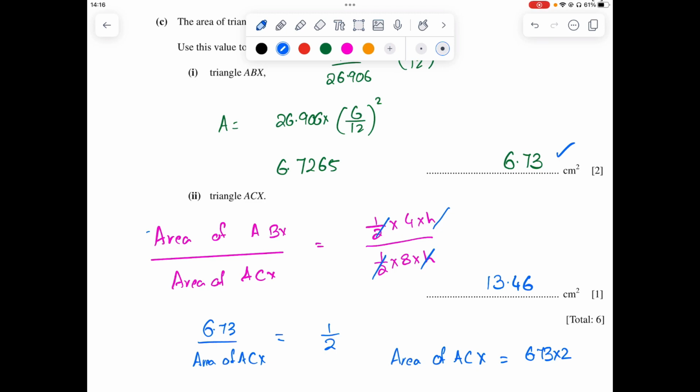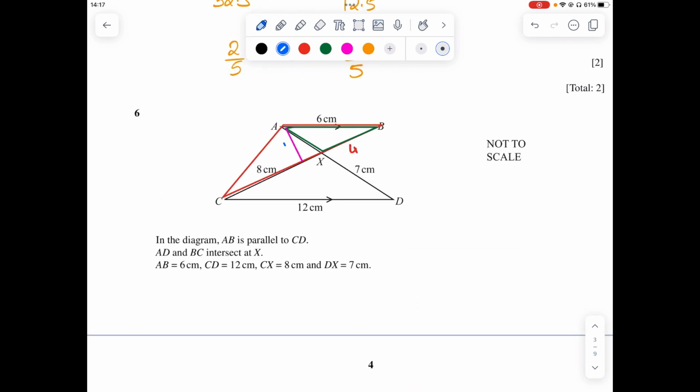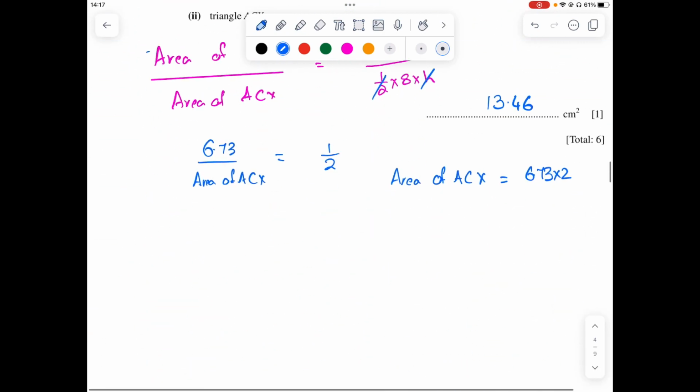So what am I going to do? Area of ABX divided by area of ACX. And when you see in the diagram, all are having the same height, h. The three triangles, ACX, ABX, and ABC, all three will be having the same height.